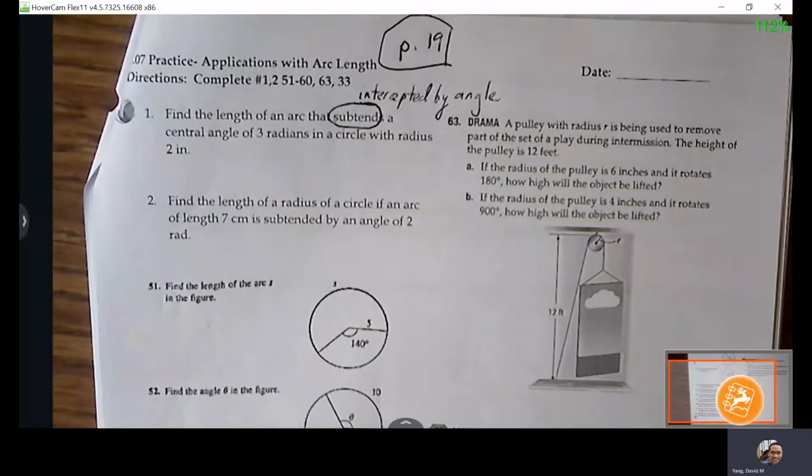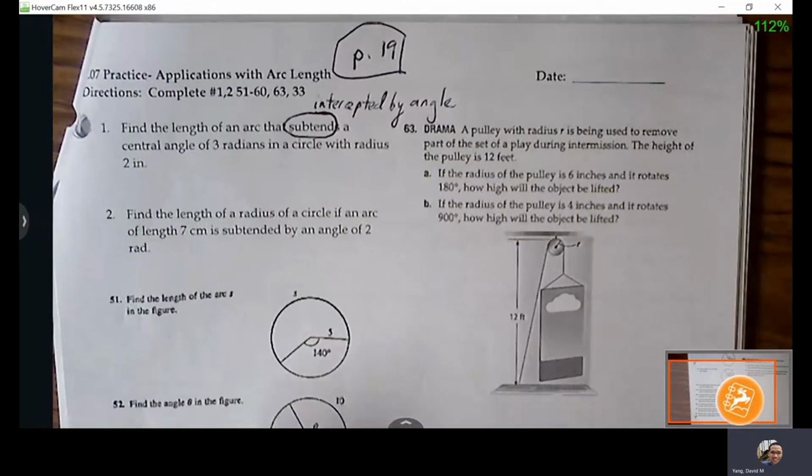Okay, all right, so let's start with number one. I'm just going to do some of the problems from this page, and the rest I'm going to have you guys do for homework.